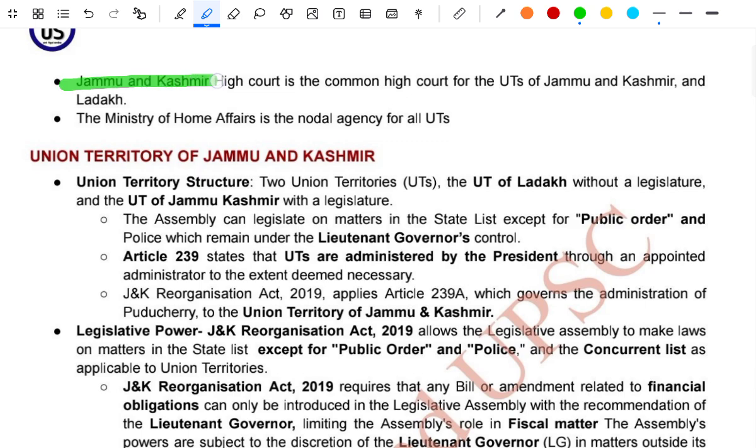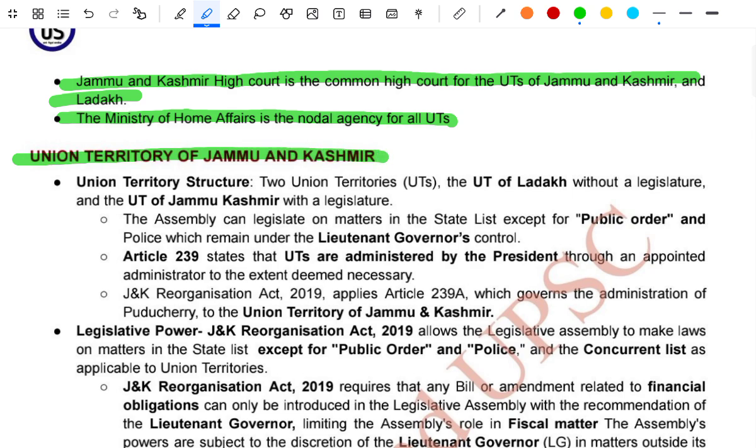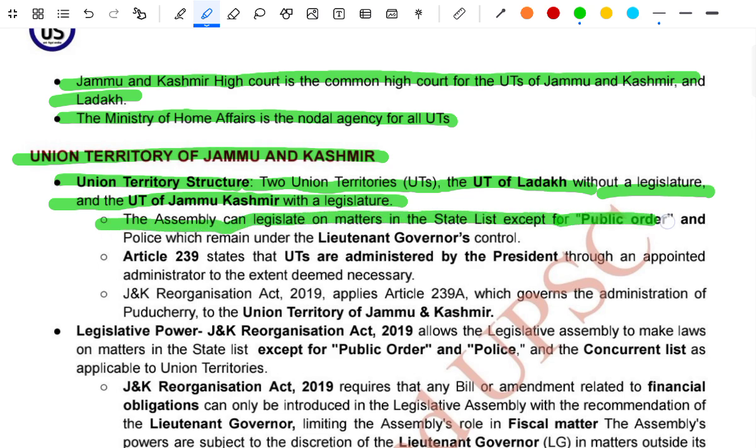Jammu and Kashmir High Court is a common High Court for the UTs of Jammu and Kashmir and Ladakh. The Ministry of Home Affairs is the nodal agency for all UTs. The UT of Ladakh is without a legislature, and the UT of Jammu and Kashmir is with a legislature. The Assembly can legislate on any matter in the state list except public order and police, which means under the Lieutenant Governor's control.